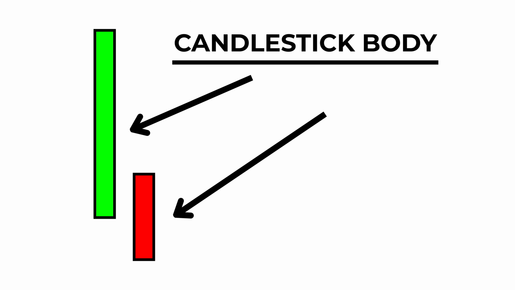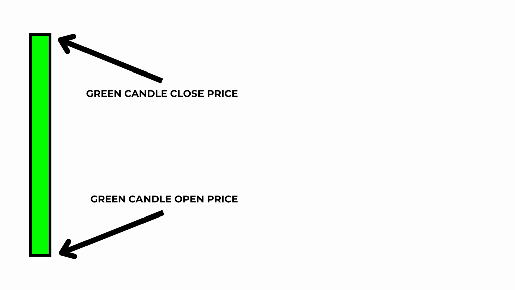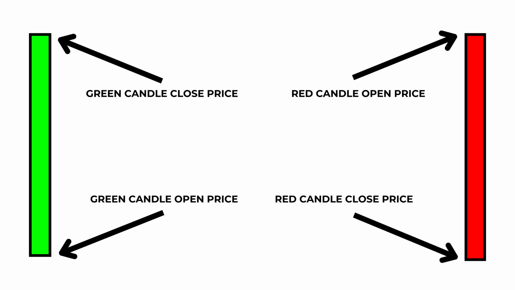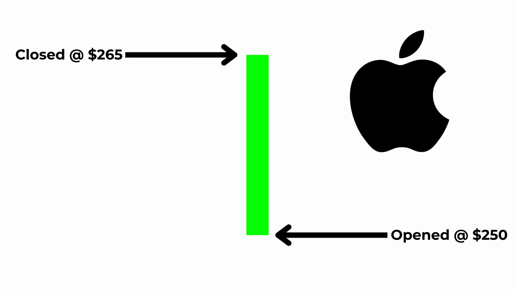Okay, so the first key part is the body of the candle. This shows where price opened and closed for the time frame. If the candle is green, price closed higher than it opened. This is known as a bullish candle. If it's red, price closed lower than it opened, and this is known as a bearish candle. So for example, on a daily chart, if Apple opened at 250 and at the end of the trading day closed at 265, the candle would be green.